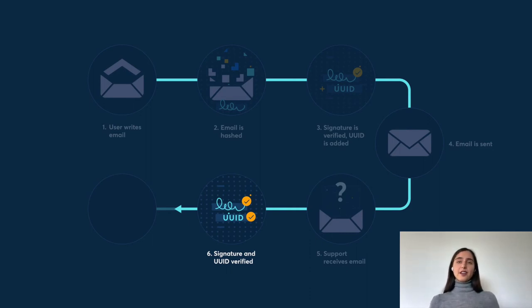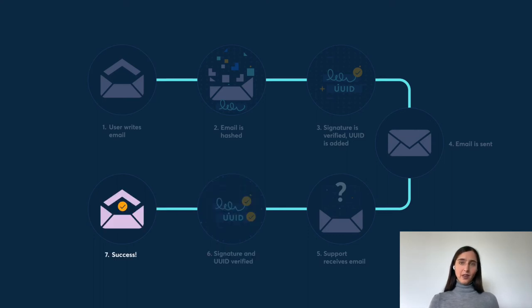Then the server uses this information to fetch the blob from Redis and verifies the signature by comparing the hash that was stored in the server and the hash sitting in our ticket system. Finally, if everything matches, the server returns a verified status, and the customer support extension shows the verified banner.